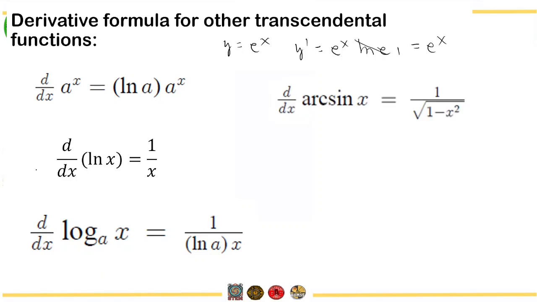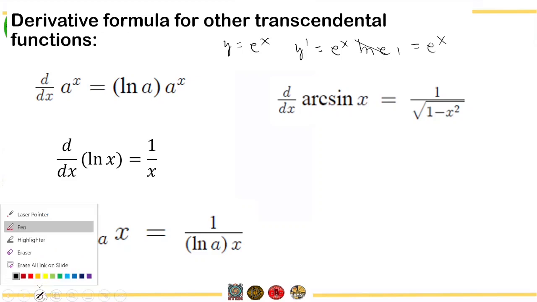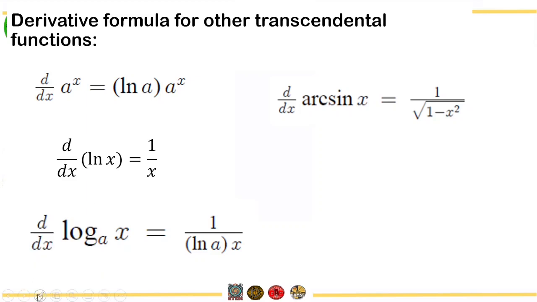So this is for inverse sine. So arc sine x. The derivative of arc sine x is 1 over square root of 1 minus x squared. Then the derivative of arctangent or inverse tangent x is 1 over 1 plus x squared.